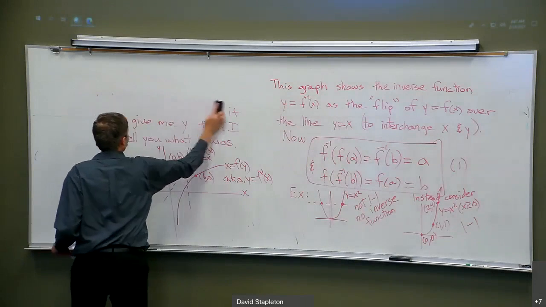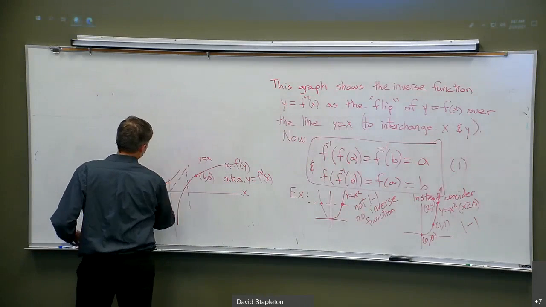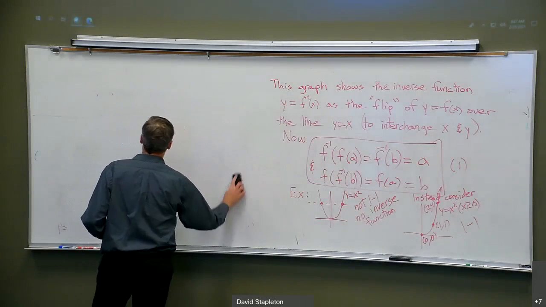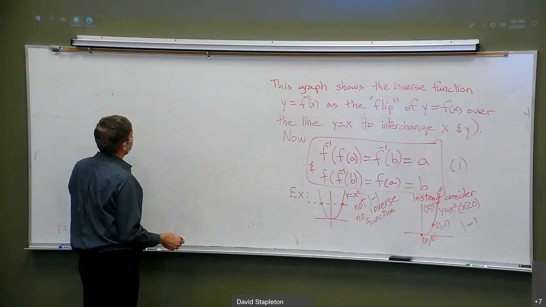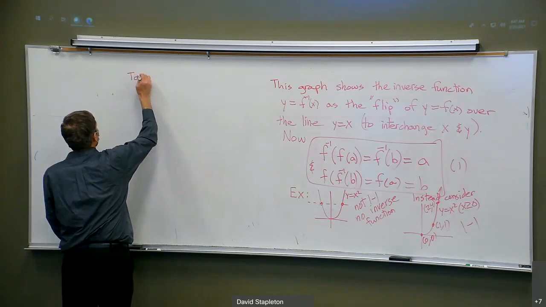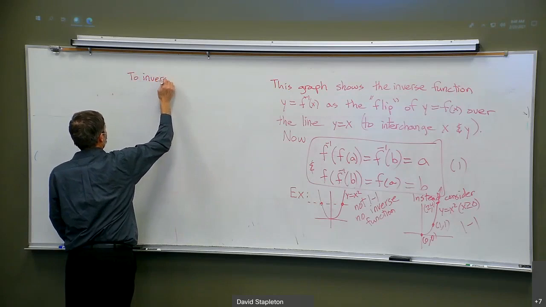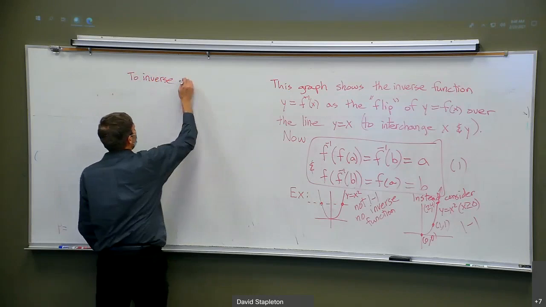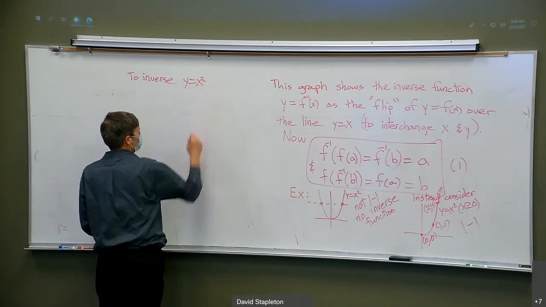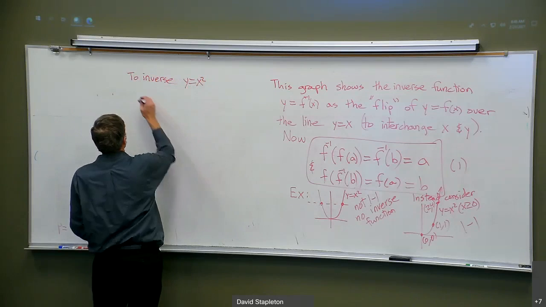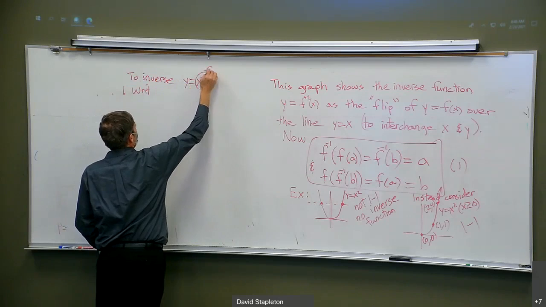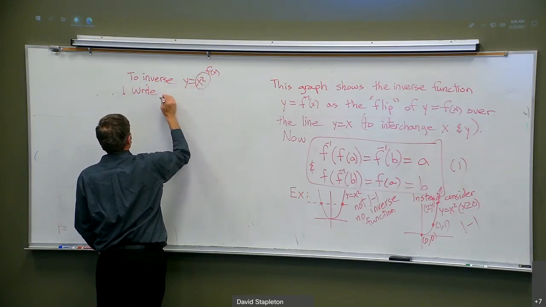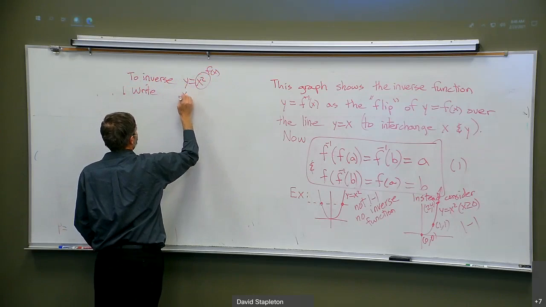Well, I flip it over the line y equals x to see what it is. And maybe you remember computing these inverse functions from algebra, right? To inverse y equals x squared, this is what you did in algebra. We won't need this so much this semester. You interchange x and y. That corresponds to the flip. So if it's y equals f of x, you rewrite it as x equals f of y. So you write x equals y squared.